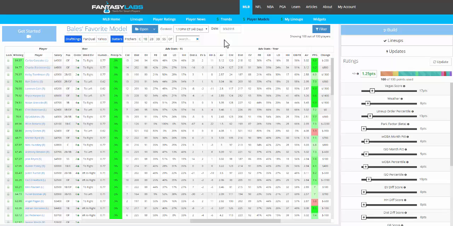I haven't even really used it that much just because we got it up onto the site, so we'll see what sort of impact it has on models and how we can use it to create better player ratings. But definitely something that I'm excited about and you should check out.